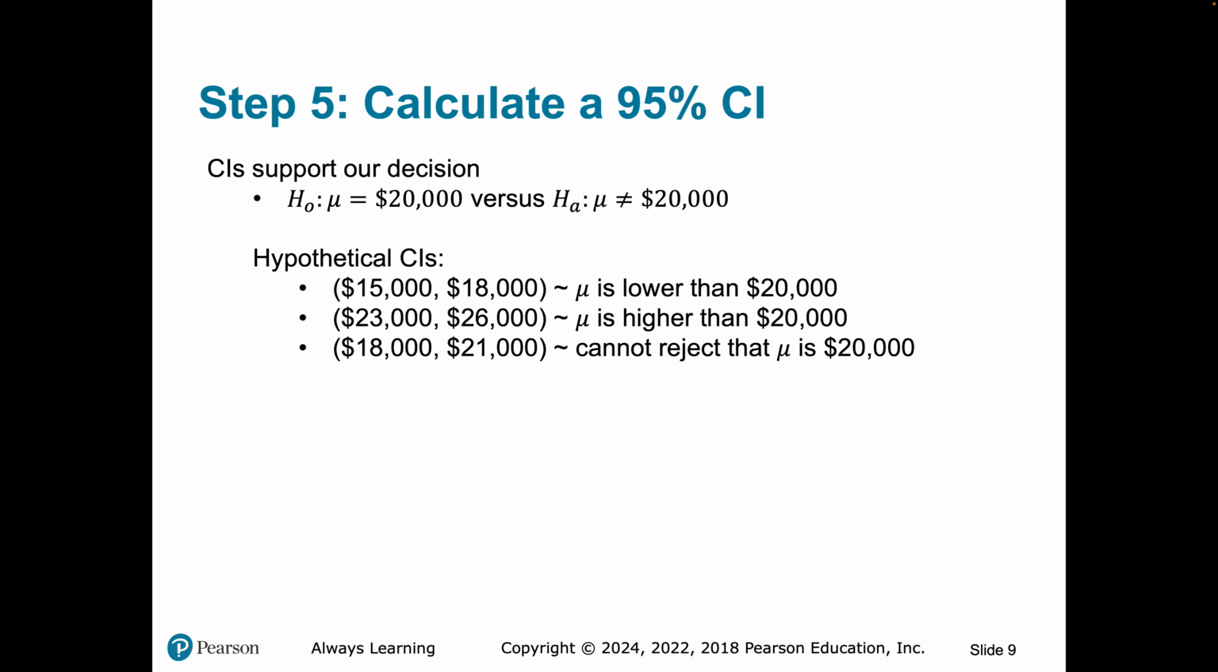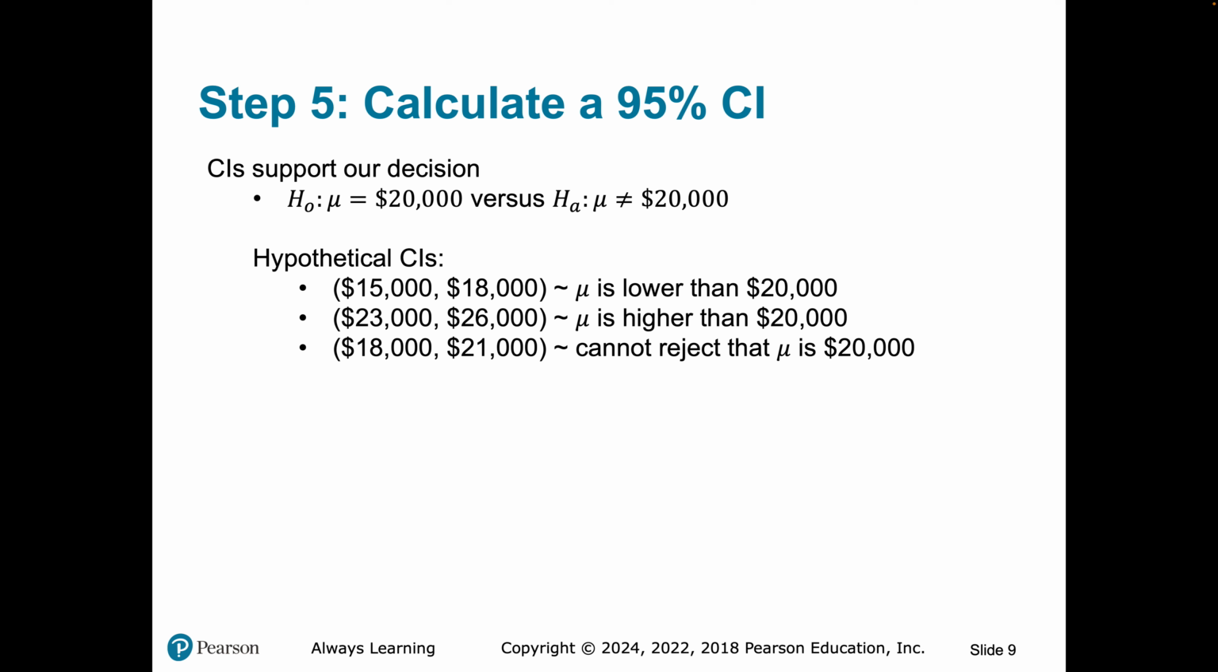On the other hand, for the second bullet, if both of our endpoints of the confidence interval are higher than 20,000, so 23,000 to 26,000, that entire interval is higher than 20,000. So again, we would have statistical significance, and we would conclude that the mean is higher than $20,000.